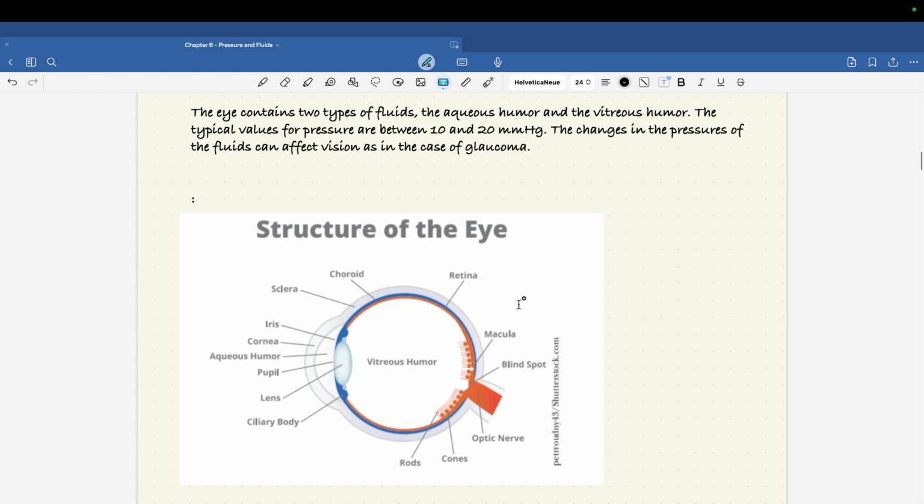So here's the structure of the eye, and the eye contains two types of fluids, the aqueous humor and the vitreous humor, for which the typical values of pressure are between 10 and 20 millimeters of mercury. As we go forward in this chapter, we're going to see that there are many units for measuring pressure. One of the units is millimeters of mercury. Now, coming back to the eye, the changes in the pressures of the fluids can affect vision, as in the case of glaucoma.